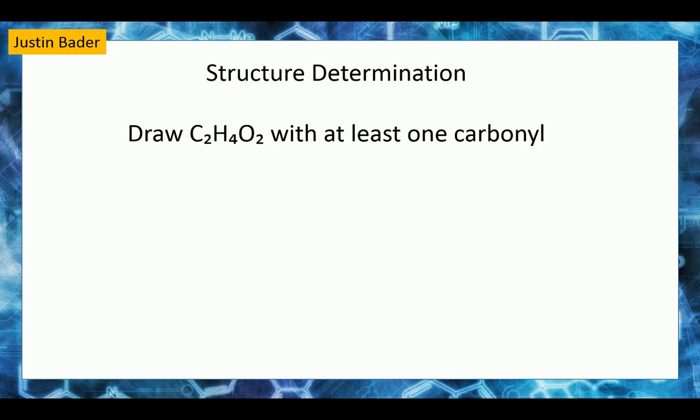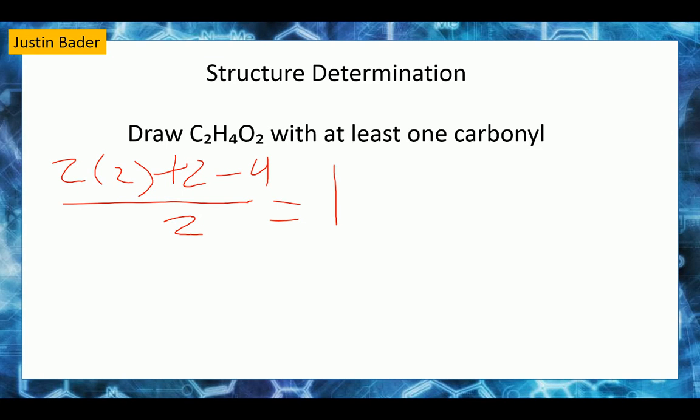So what we'll do is we're going to do the math to find the degrees of unsaturation. So we're going to go 2 times 2 plus 2 minus 4 divided by 2. Notice how the number of oxygens do not affect the degrees of unsaturation. So that's very important. 2 times 2 plus 2 minus 4 divided by 2 is 1. So there's going to be 1 degree of unsaturation. And notice that there is at least 1 carbonyl.